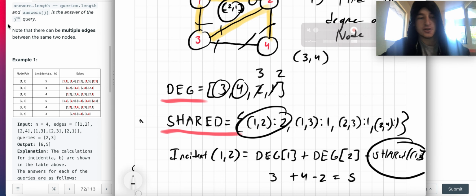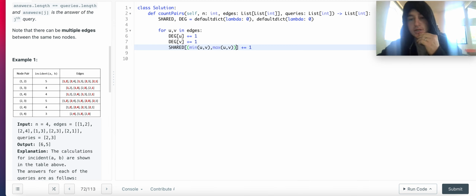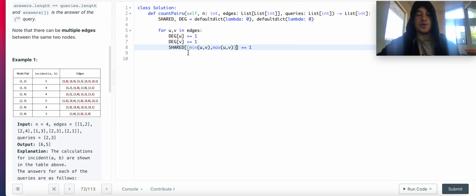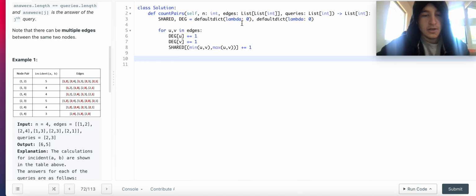That's the same edge. So in order to combat that, I'd say the min of U and V is one side of the edge, and the max of U and V is the other side of the edge. That'll make sure it's counting the same edge twice instead of thinking they're different edges, because it's not a directed graph, it's an undirected graph. So UV and VU are the same edge. So we're just doing this to make sure that the shared array gets populated properly. And I won't go through why. So then let's print degree and let's print shared to see if it makes sense.